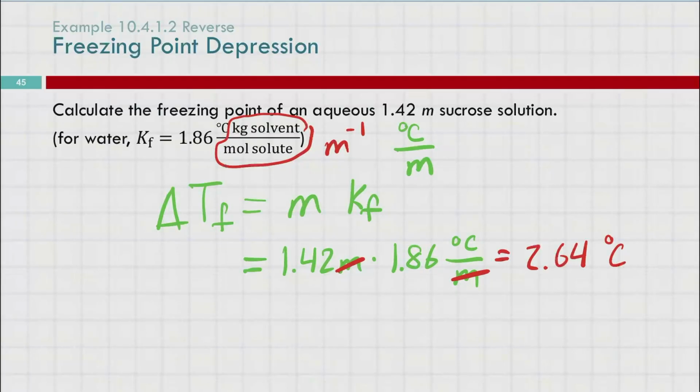Is that our answer? That is not our answer. I don't think it's especially tricky, but this is typically where people mess up with these calculations. They will calculate the change in freezing point or the change in boiling point, and then they don't do anything with that number. They just say, well, that must be my answer. However, that is not our answer. This is the amount that our freezing point will be depressed by, or will go down by.